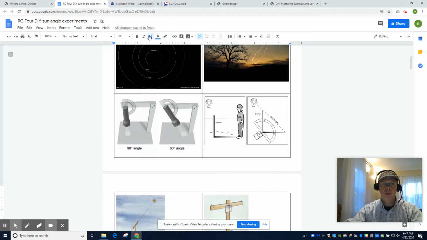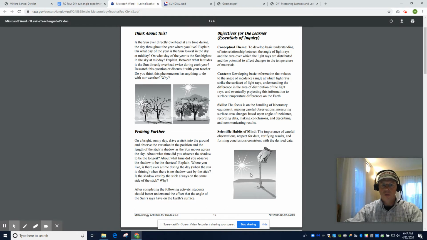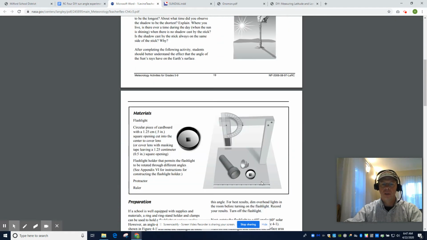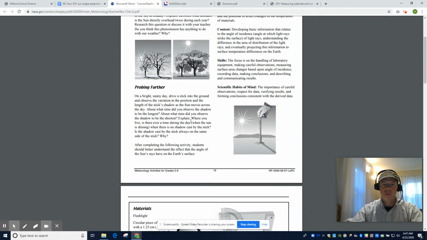The first one is from NASA, and we're going to hold a stick vertically and measure where its shadow is at different times during the day. So that's the sort of kickoff phenomenon right here.